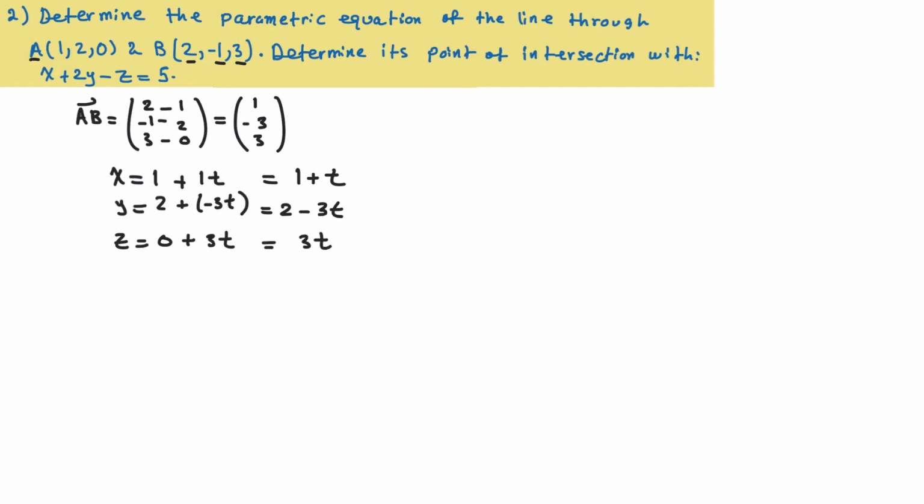Now to figure out the point of intersection, I will plug in the x value here, the y value into the y of my plane equation, and the z value into the z. So I will have x plus 2y minus z is equal to 5. So my x is 1 plus t, plus 2 times my y, which is 2 minus 3t, and my z is 3t, and that's going to equal 5.